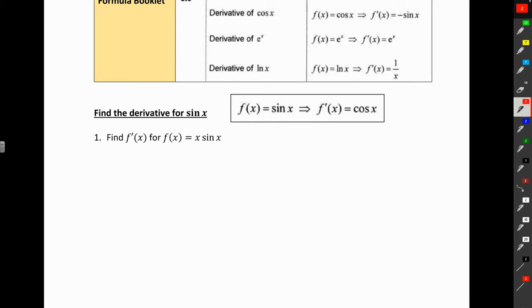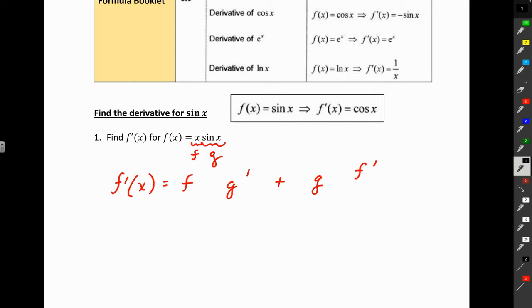It says find f prime of x if f of x is x times sine of x. Now you have to be really careful here. We have a variable times a variable, so we have x times sine of x. That means that we're going to need to use the product rule. So we'll call x f, and the sine of x, we'll call that g, and now we're going to use the product rule.